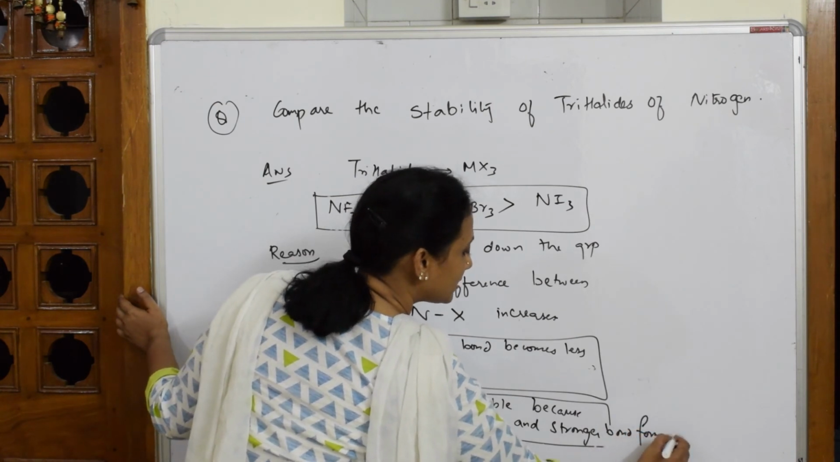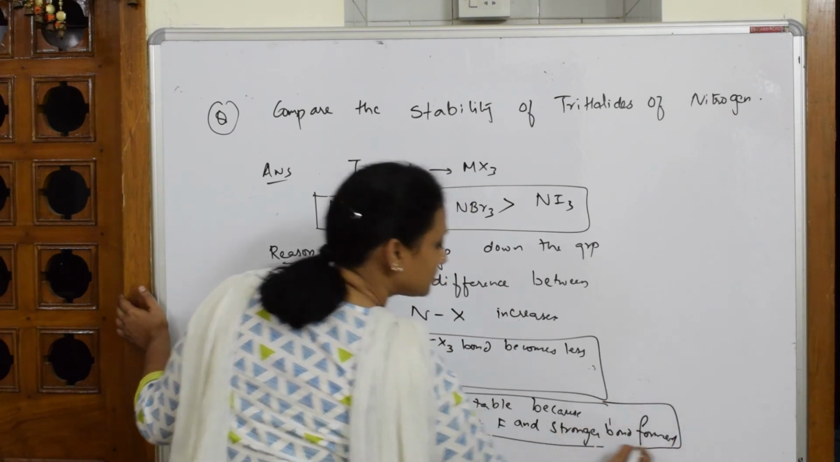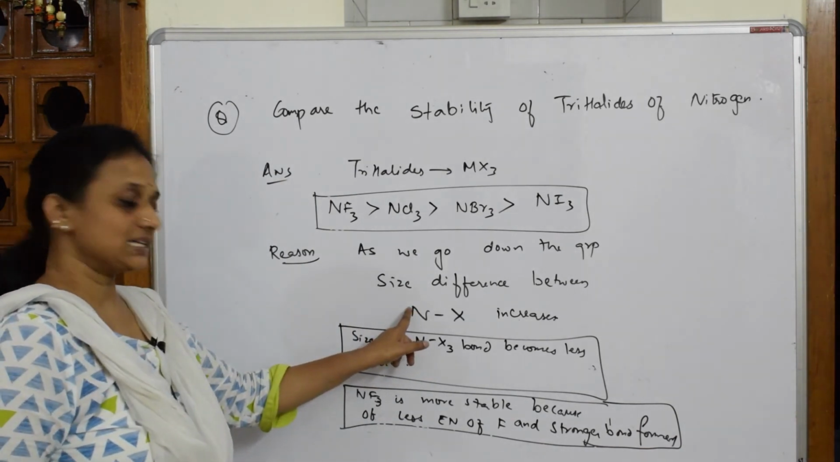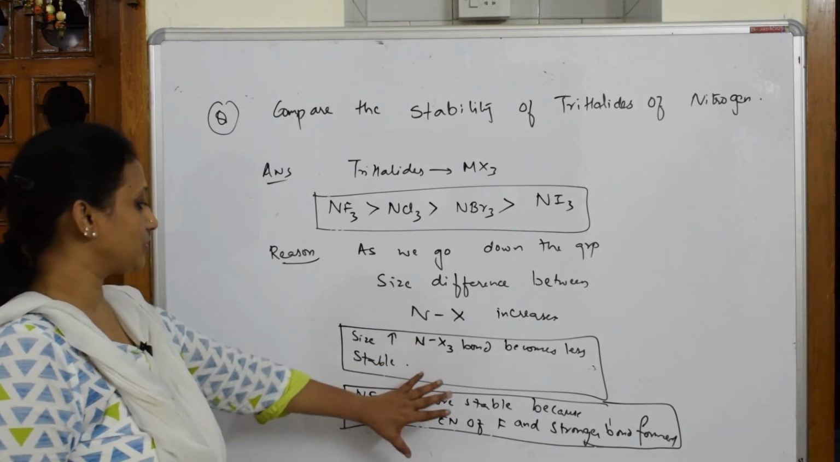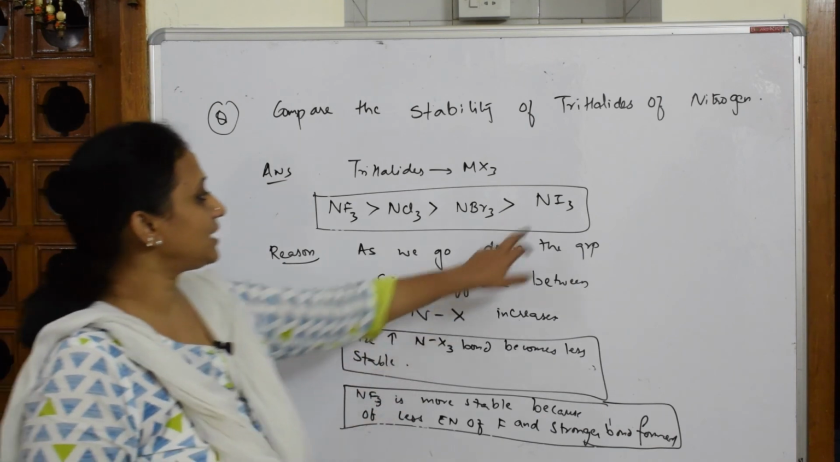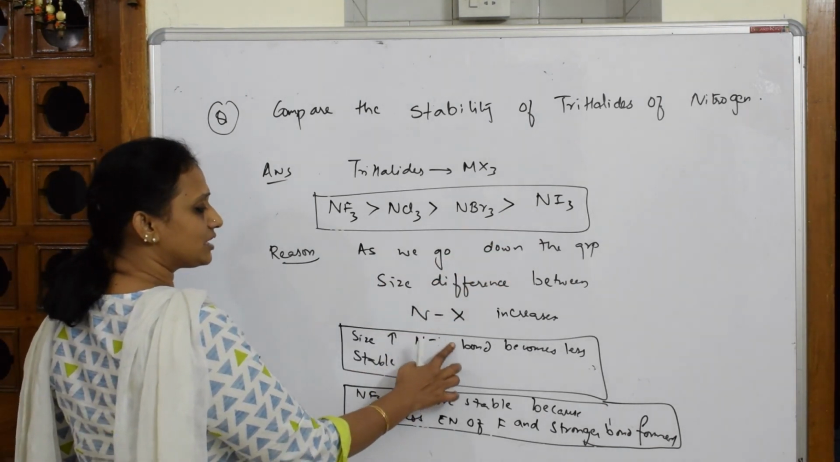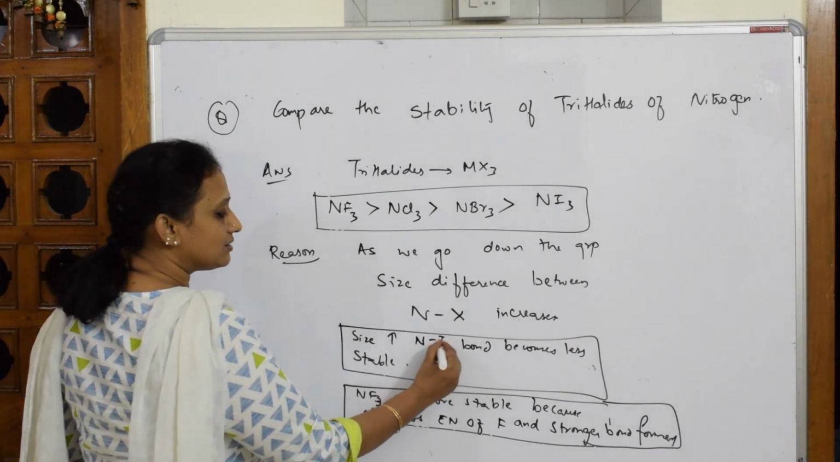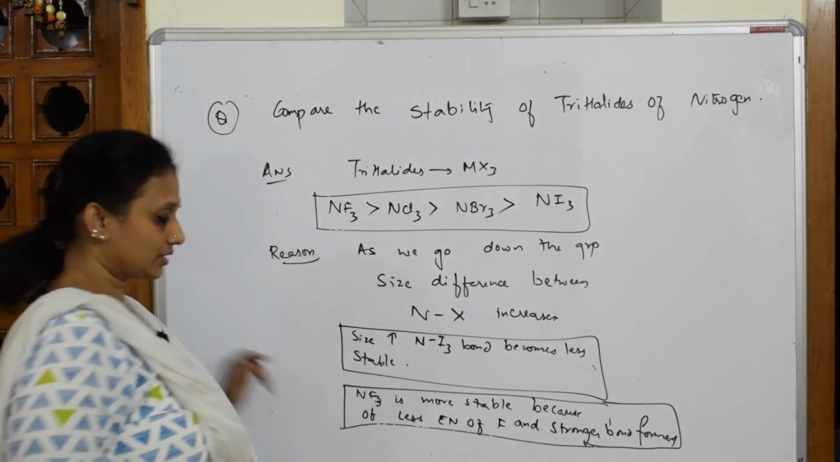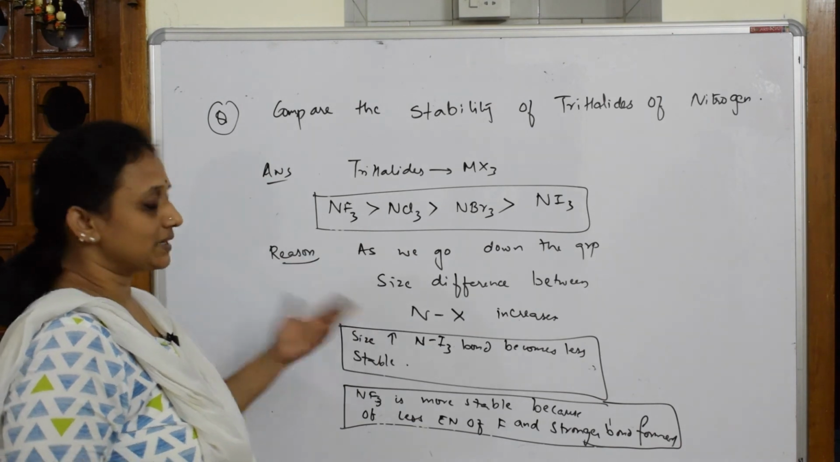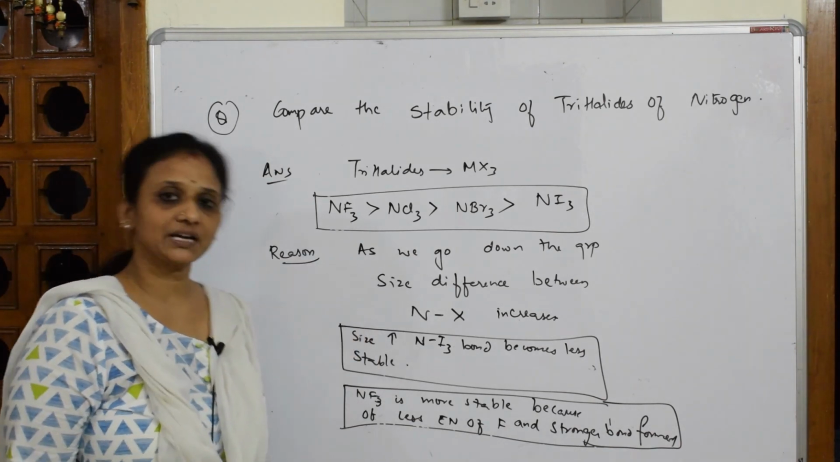That's it. So how did I reason the answer? In terms of size as well as in terms of electronegativity. So I have given both the reasons. I explained why NI3, that is here NX3 becomes NI3, is less stable. NF3 also I explained. This is your complete explanation. Let's come to one more question.